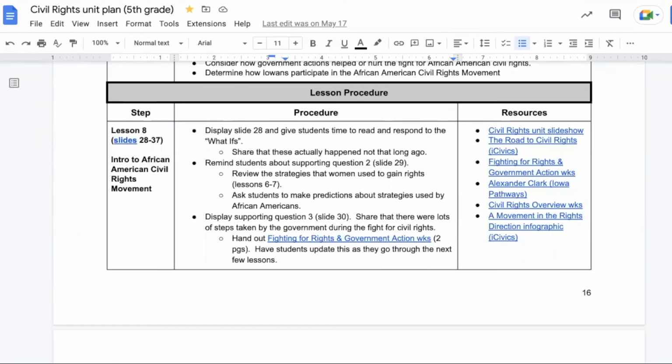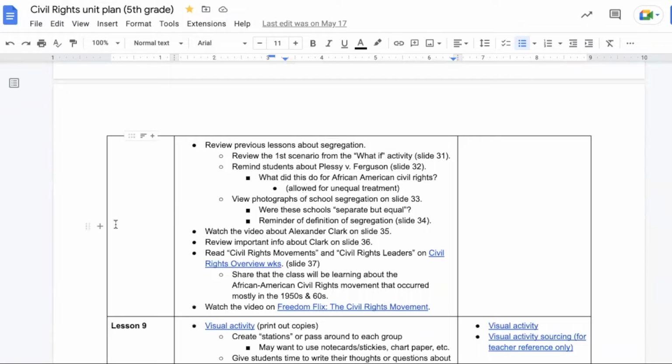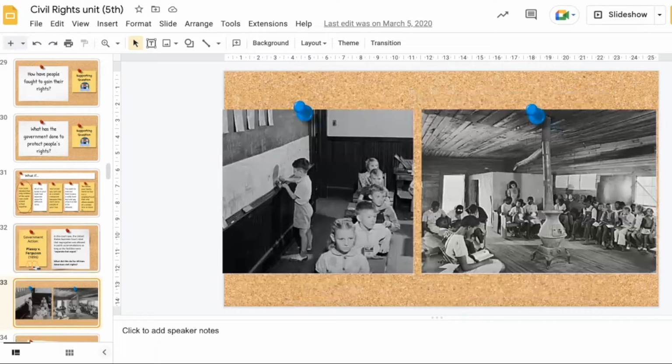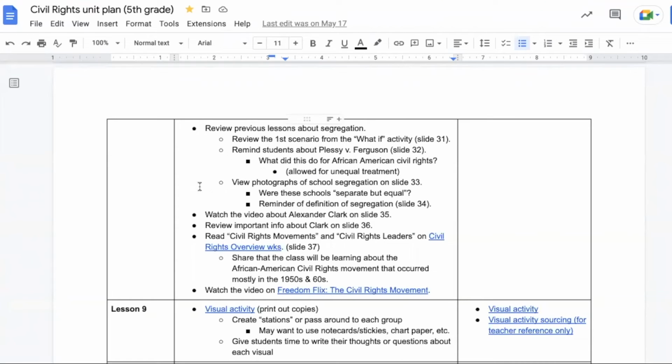Review the strategies that women used to gain suffrage. Pass out the Fighting for Rights and Government Action worksheet, and then begin to review previous lessons about segregation. You can remind students about Plessy versus Ferguson and how this allowed the separate but equal schools to be developed, even though they weren't actually equal. Here's a comparison that students can take a look at. Remind students of the term segregation, and then watch the video about Alexander Clark, review important information about him and how he helped support the civil rights movement.